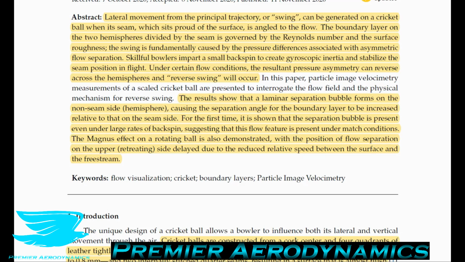So you know how I mentioned that they align it so the seam is slightly on one side, so it's not directly head-on with the wind. That's what they mean. For the first time, it is shown that the separation bubble is present even under large rates of backspin, suggesting that this flow feature is present under match conditions. The Magnus Effect on a rotating ball is also demonstrated, with the position of flow separation on the upper retreating side delayed due to the reduced relative speed between the surface and the free stream.